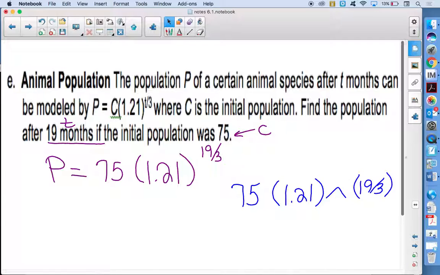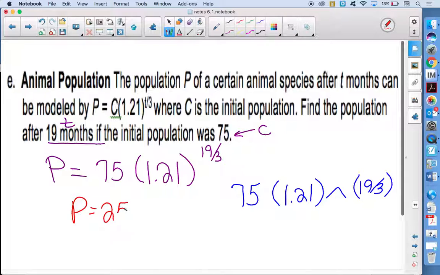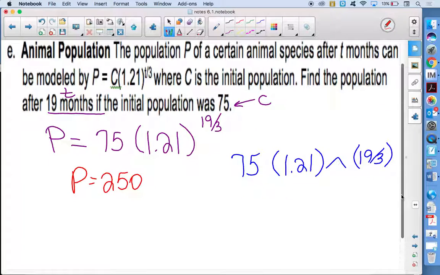So, what did you get? Yeah, so 250, what was it, 0.82? So obviously we can't have 0.82 of an animal or a species, but if we were solving for something else, it would be 0.82. And you can't round up because it doesn't make another whole animal. So we would have about 250 animals of this certain species after 19 months. Anybody not get that? Make sure you plug it in your calculator correctly.